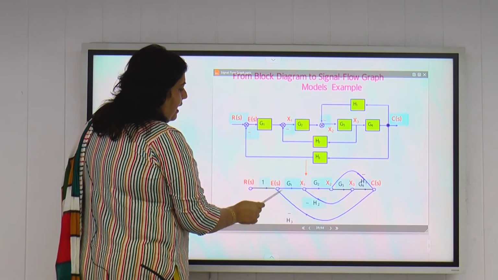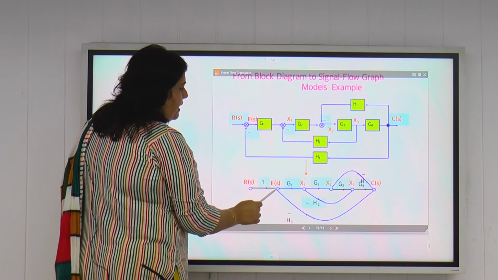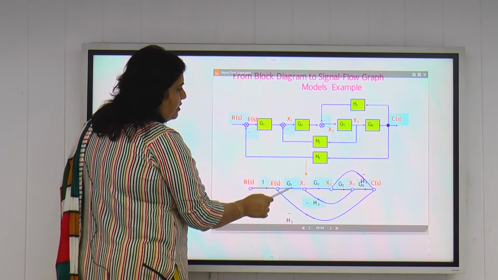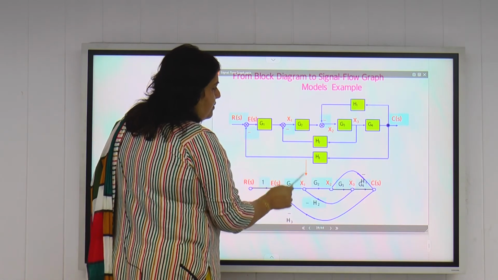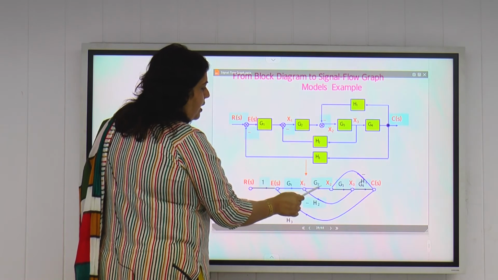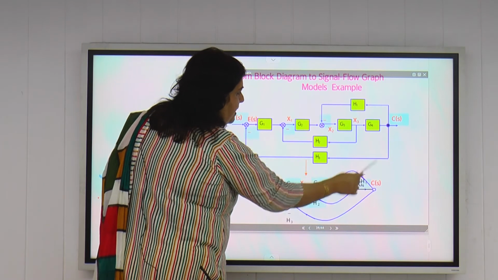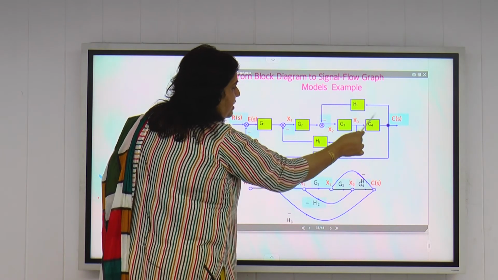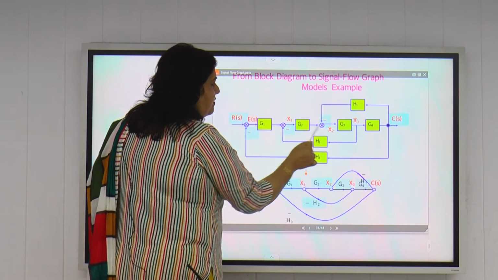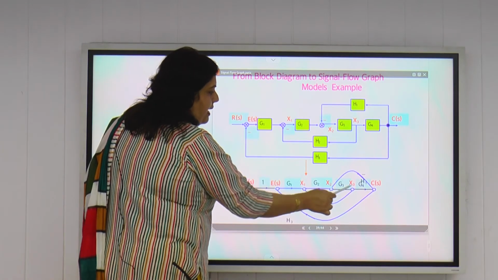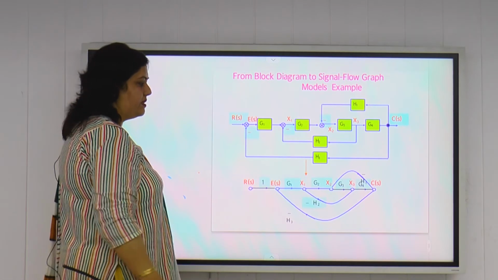So between X1 and ES we have the transfer function equal to G1. Now between X2 and X1 we have the transfer function equal to G2. Between X3 and X2 we have the transfer function equal to G3. Between CS and X3 we have the transfer function equal to G4. So these are the transfer functions that are represented on the arrows as the transmittance of the branches.